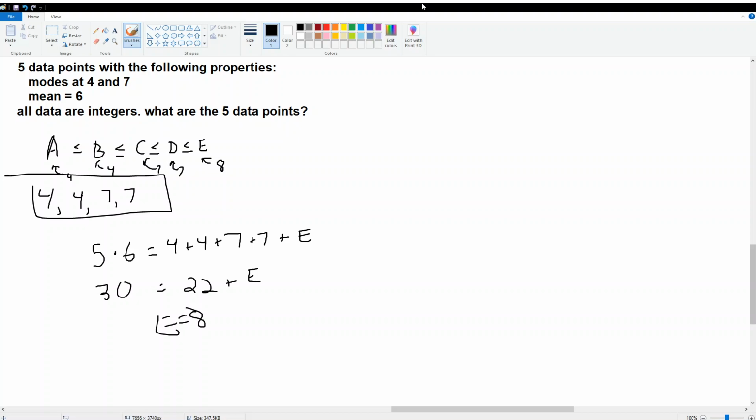In these cases, notice we had no range. We had no median. We didn't even know if the last data point was going to be C or E. Doesn't matter. We can still use logic.